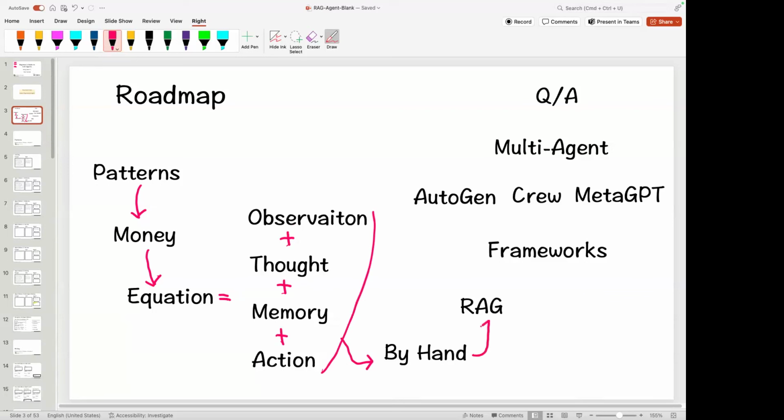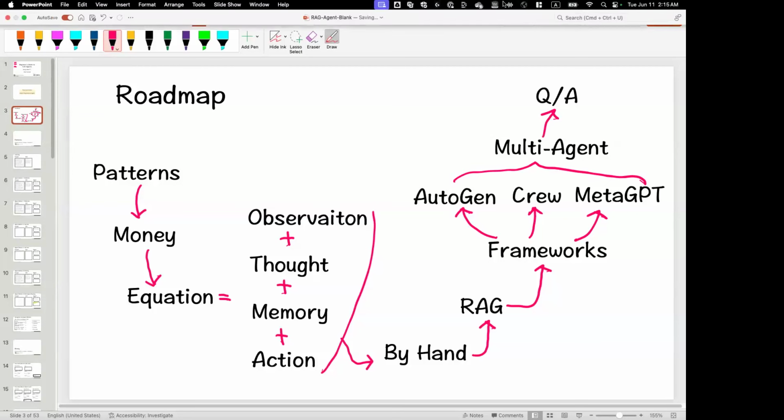And I'll talk about how it's related to RAG, and go over some common frameworks. I'm going to show you examples from AutoGen, from Crew, from MetaGPT, and all that gives you some examples for multi-agent. And if we have time, then we'll do some question answering. So that's what I plan to do today.